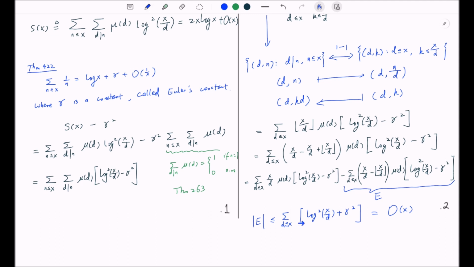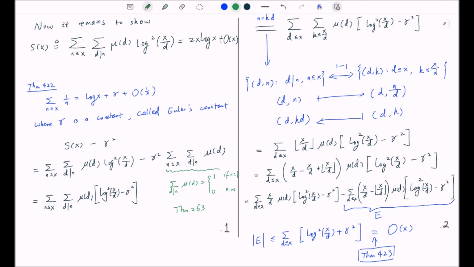Why is this equal to big O of x? This is by Theorem 4.23 in the section An important sum. In that section, we show that this sum is big O of x. Back then, this 2 could be any positive number. And for the other part, the summation of gamma squared for d less than or equal to x is simply another big O of x. So this error is bounded by big O of x.